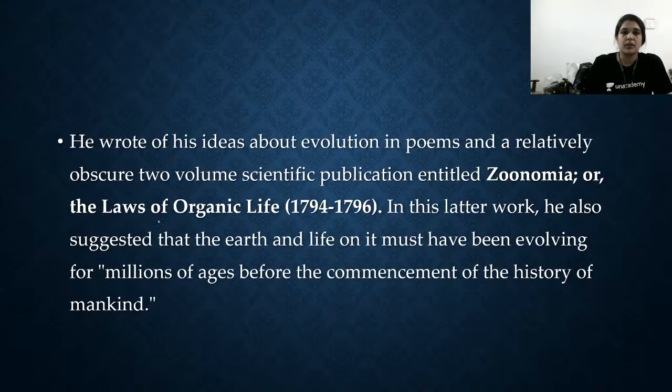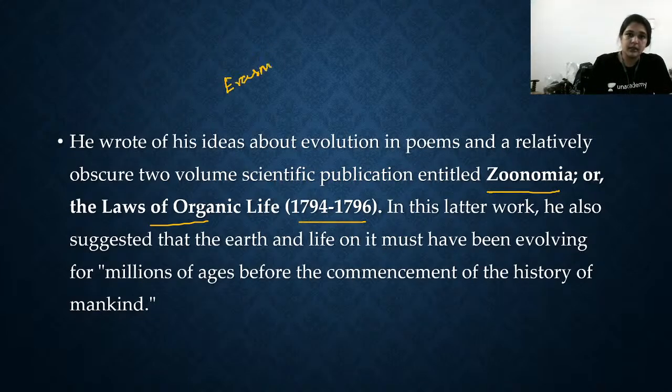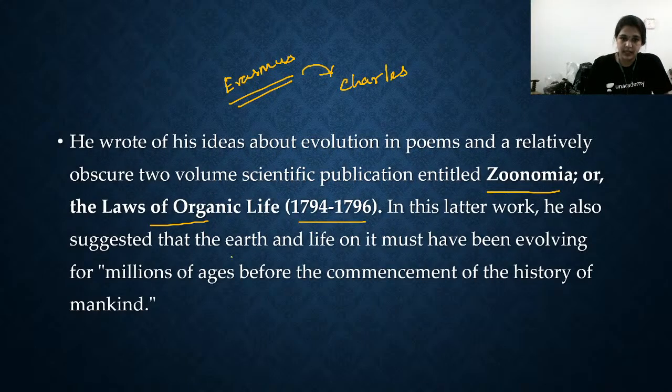He wrote about the idea of evolution in poems and in a relatively obscure two-volume scientific publication called Zoonomia, or Laws of Organic Life, 1794 to 1796. So Erasmus Darwin also spoke about evolution. Only then did his grandson Charles Darwin come. In later work, he also suggested that Earth and life on it must have been evolving for millions of ages before the commencement of the history of mankind.